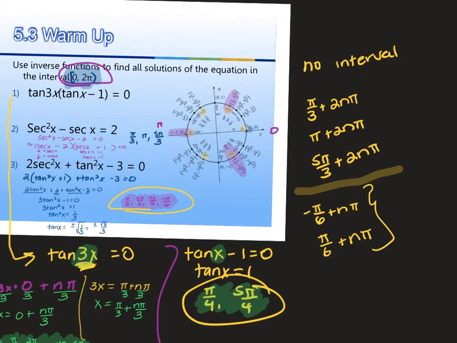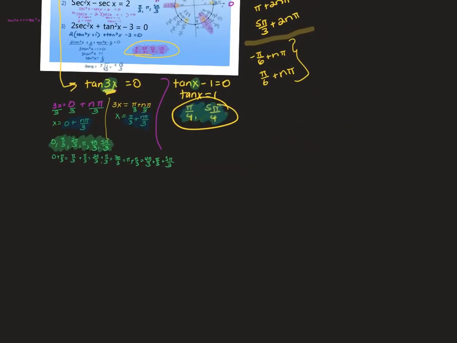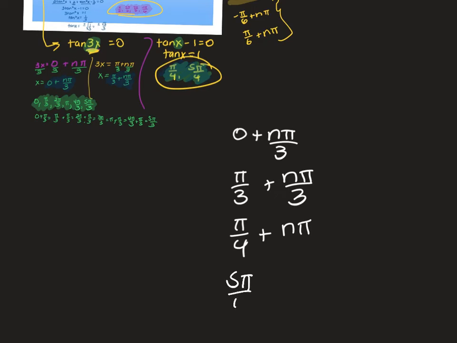So your answers for tomorrow would be actually this, this, and this. Well, actually, it would be 0 plus n pi over 3. It'd be pi over 3 plus n pi over 3. It'd be pi over 4 plus n pi, and it'd be 5 pi over 4 plus n pi. Because it won't give you the interval, but this came from a multiple angle.